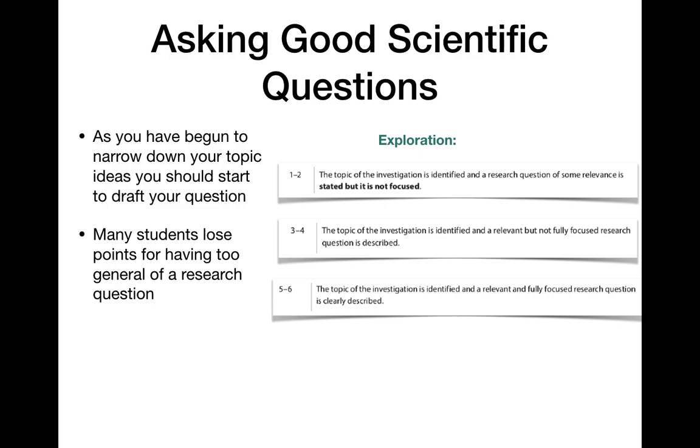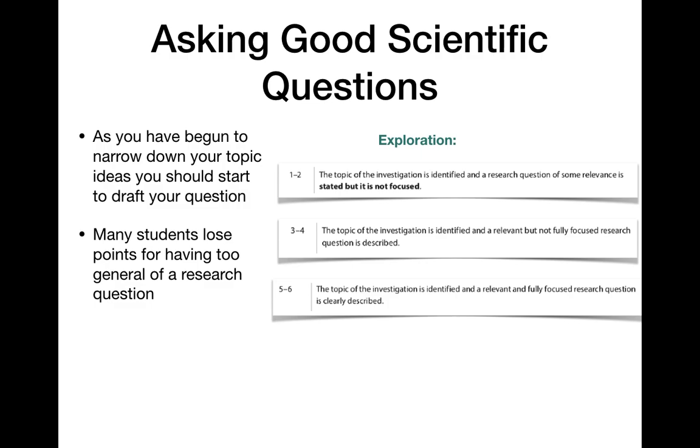It's at 6 points, part of the exploration grade you get. So if you get 1 or 2 points, the topic of the investigation is identified and the research question, if some relevance is stated but is not focused. So if your research question is way too general, that's gonna knock your whole exploration score down to a 1 or a 2. So remember in the IB rubrics, your lowest level you achieve, 1, 2, 3, 4, 5, 6, that's the level you get for everything.